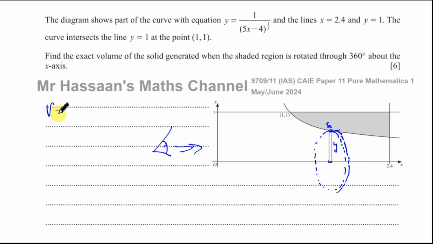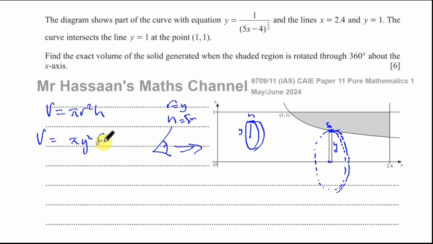So we know the volume of a cylinder. The volume of a cylinder is given by pi times r squared times h. So in this case, the r is y, and the h is the small little bit of x. If you think about a cylinder like this, this is the thickness of the cylinder, which is our h, and this is the radius of the cylinder, which is y. So we can say that the volume of this small little cylinder is pi times y squared times dx. That's the volume of that small little cylinder.